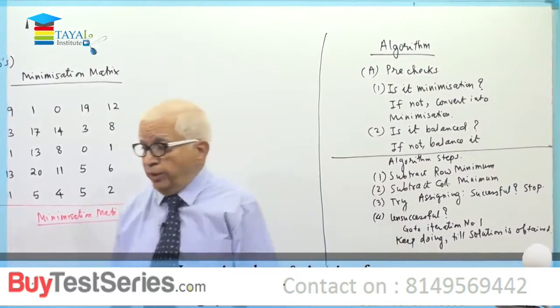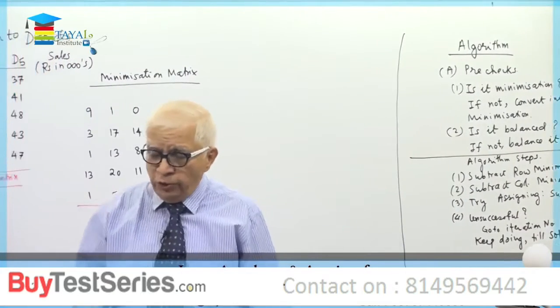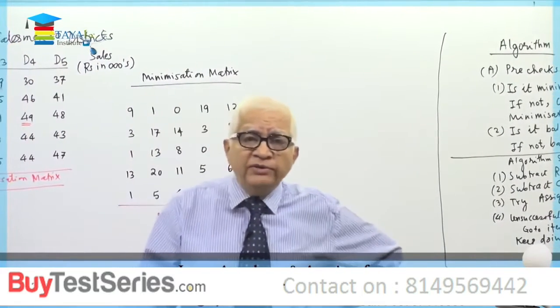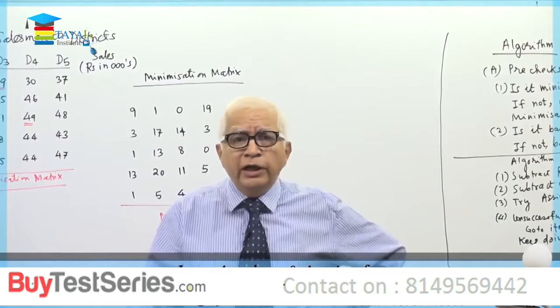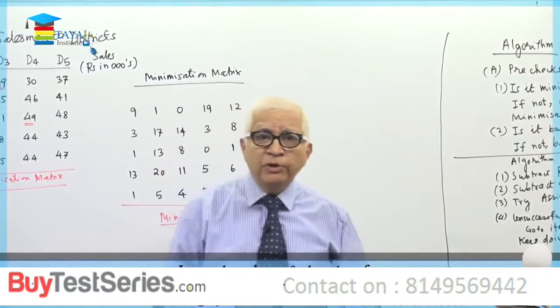First step, subtract row minimum. Now see, why do we do this? How many ways can we assign 5 salesmen to 5 districts? There are a number of ways in which we can assign 5 salesmen to 5 districts.